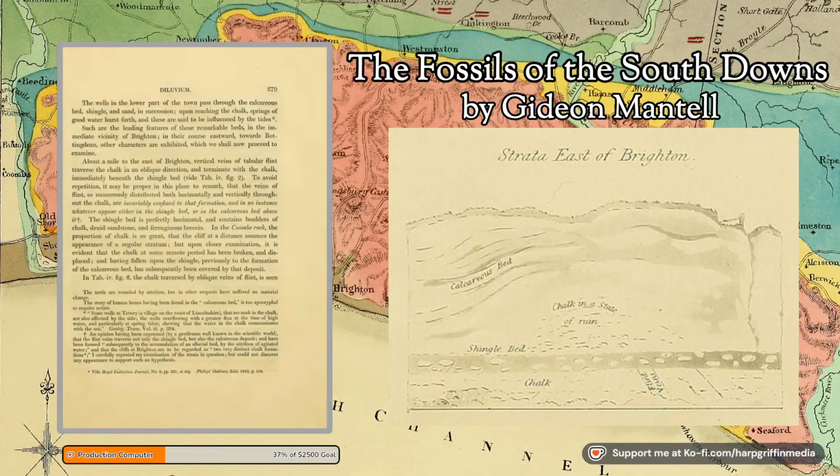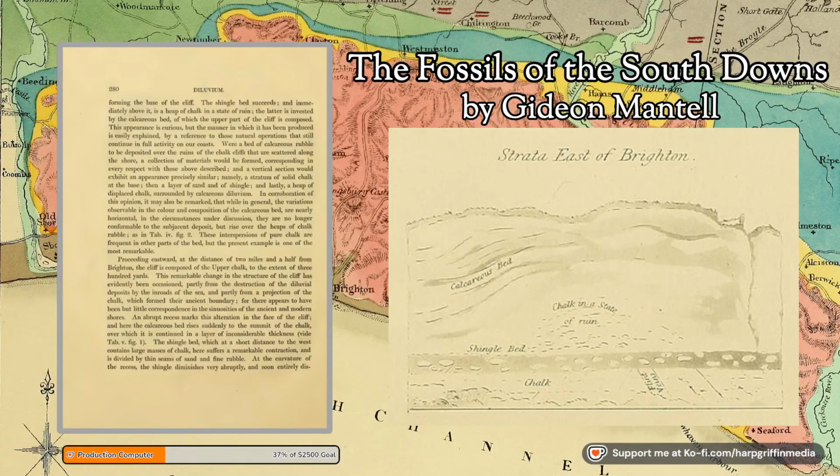In Tablet 4, Figure 2, the chalk traversed by oblique veins of flint is seen forming the base of the cliff. The shingle bed succeeds, and immediately above it is a heap of chalk in a state of ruin. The latter is invested by the calcareous bed, of which the upper part of the cliff is composed. This appearance is curious, but the manner in which it has been produced is easily explained by a reference to those natural operations that still continue in full activity on our coasts.